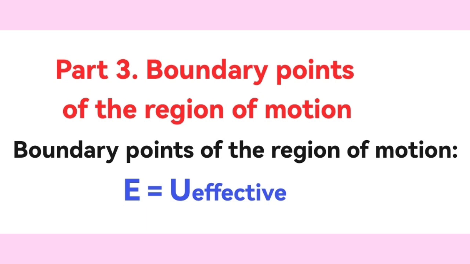Part 3. Boundary points of the region of motion. In one-dimensional motion, the particle moves between the maximum and minimum values of the radial coordinate. These values are boundary points of the region of motion. The maximum and minimum values of the radial coordinate can be calculated from the equality of the effective potential energy and the total energy of the particle.